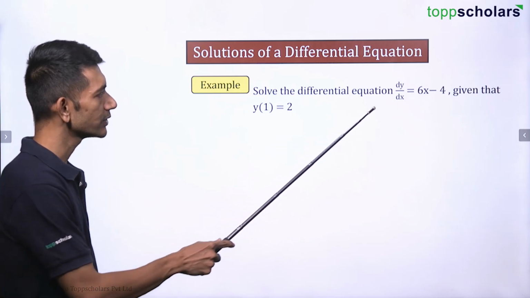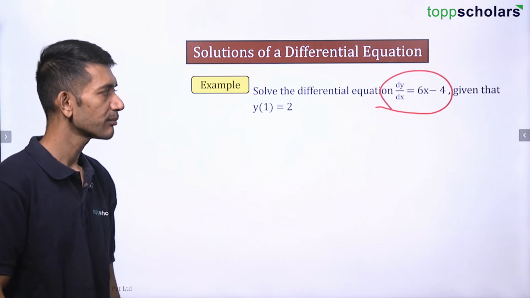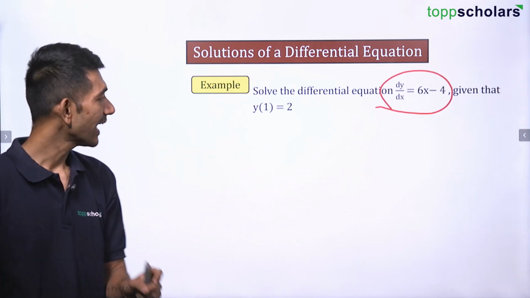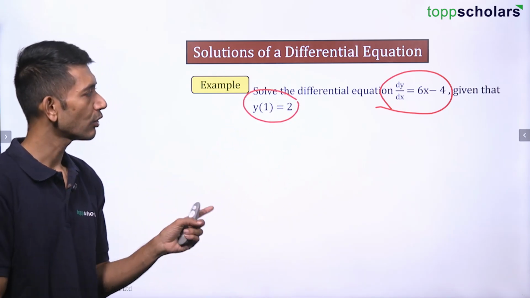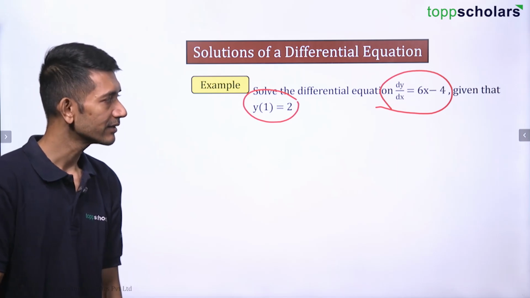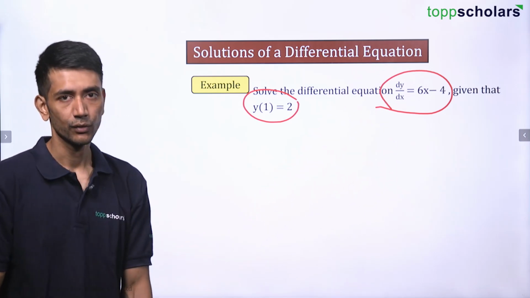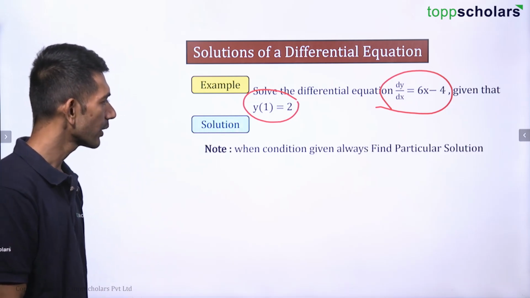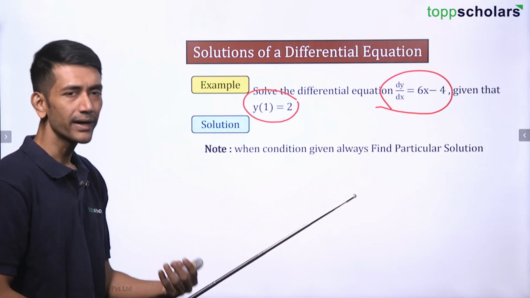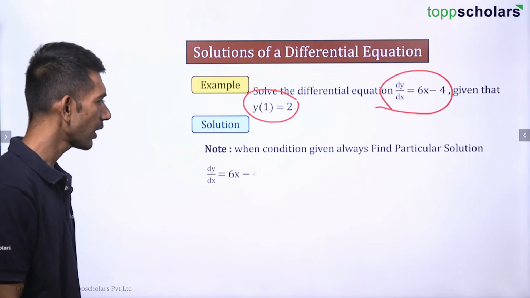Solve the differential equation dy by dx is equal to 6x minus 4 given that y of 1 is 2. We are supposed to solve the differential equation dy by dx, which is 6x minus 4, and it is given that y of 1 is 2, right? Now when conditions are given, you find out the particular solution first. How do we do that?